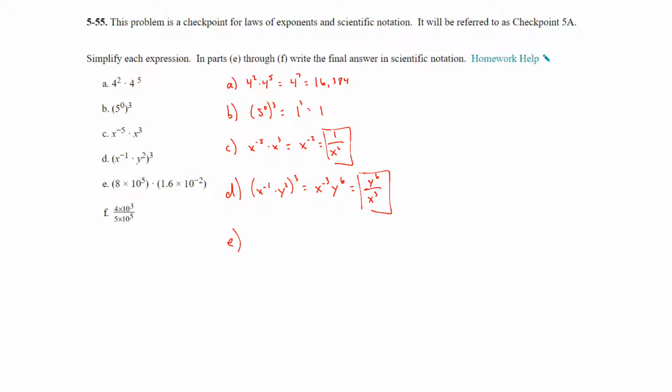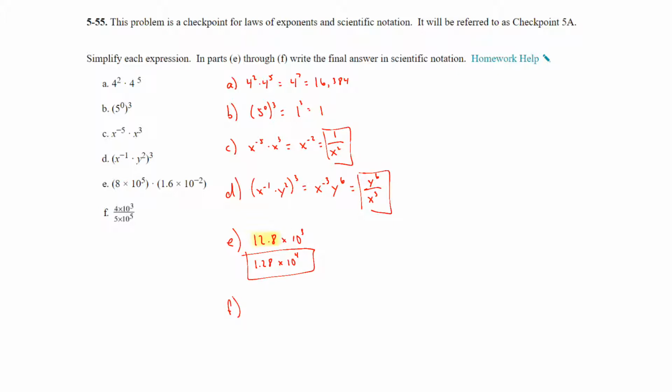On part E, we're multiplying two numbers that are in scientific form, so we can take the 8 times the 1.6 and get 12.8 times 10 to the, and then we add the exponents, so 5 and negative 2 is 3. Now that's not quite in scientific form because this number has to be between 1 and 10. It has to be a single digit in terms of the decimal point, so we want to move the decimal point over to the left to 1.28 times 10 to the, and since 12 is bigger than 10, we're going to move the decimal point one place, so that would be 10 to the 4th power. So 1.28 times 10 to the 4th power is the number written in scientific form correctly.